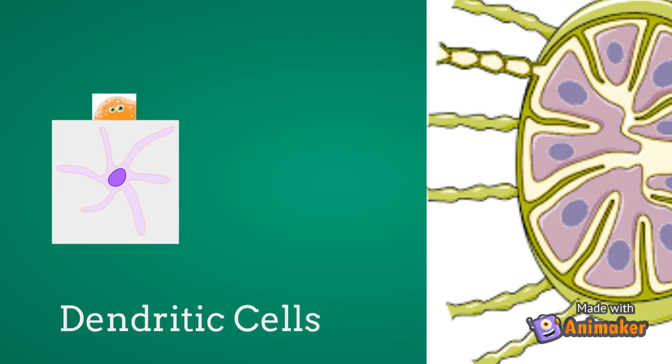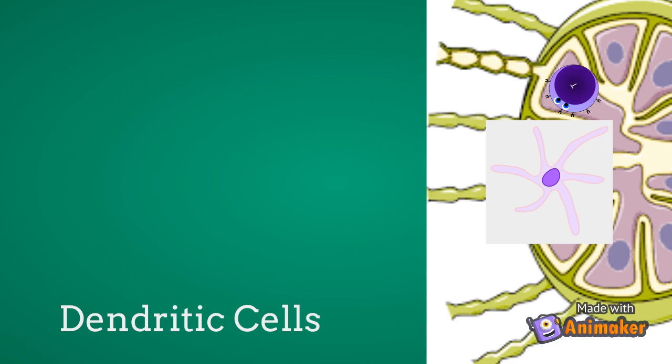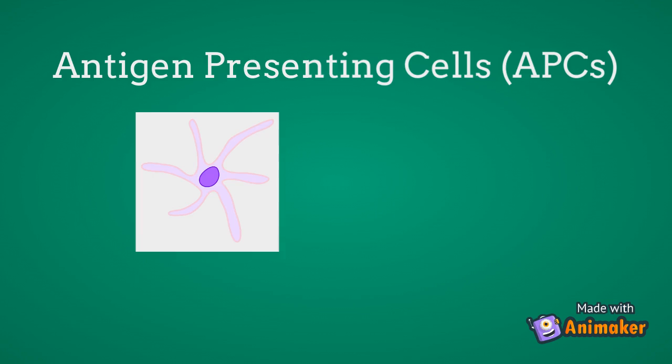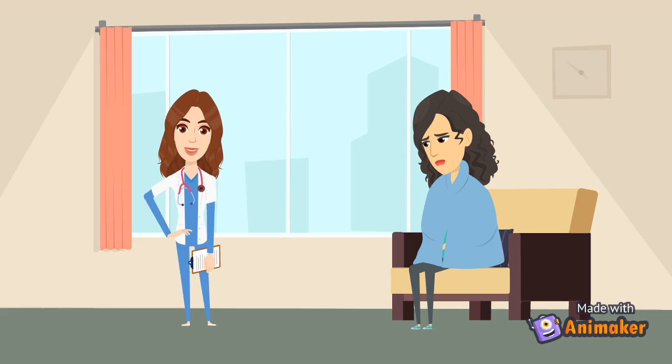Dendritic cells are known to take up extracellular antigens when their PRRs are activated by PAMPs. When activated, dendritic cells travel to the lymph node to activate T cells by presenting an antigen on an MHC molecule. Both dendritic cells and macrophages are capable of presenting antigens via MHC molecules to T cells and are collectively referred to as antigen-presenting cells. Within the disease pathology of sarcoidosis, MHC molecules on APCs are upregulated, which in turn impacts the activation of the T cells. Now let's talk about aspects of the adaptive immunity.